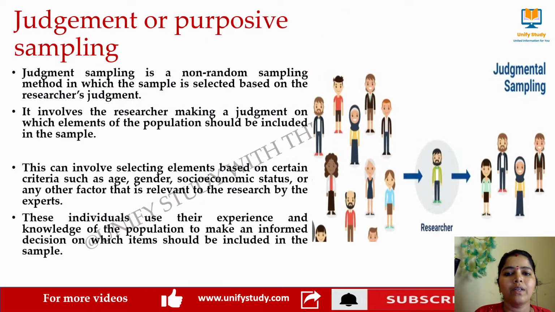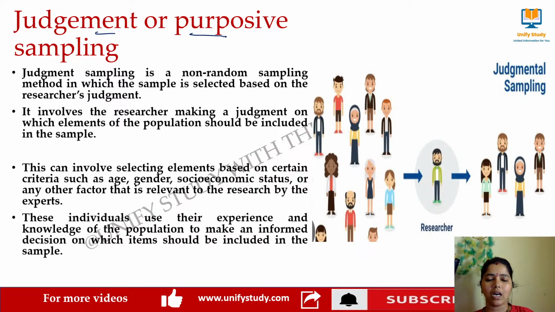Next one: judgment or purposive sampling. Judgment means what? It is all based on the judgment of the researcher. He or she will have one judgment: this set of population has to be taken, this set of people has to be selected, on these traits they have to be selected. Everything will be decided by the researcher.